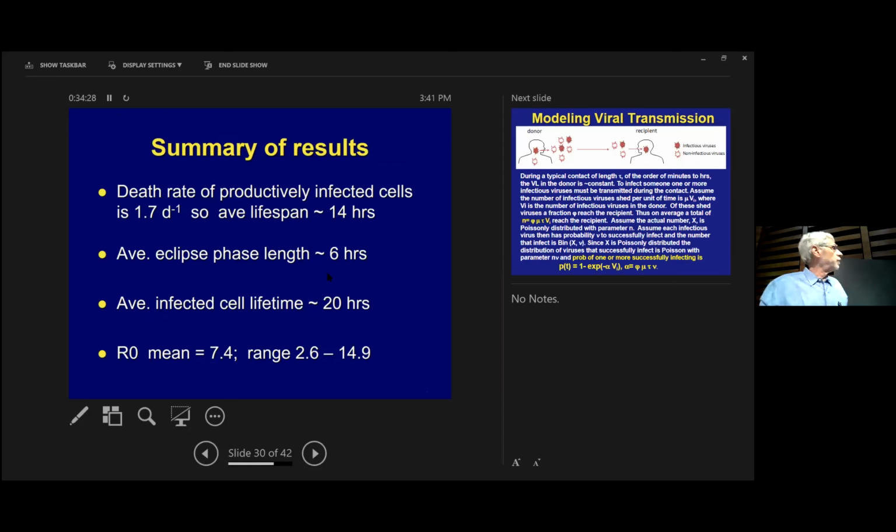So fitting the model to all of these things, we get results very similar to our first initial target cell limited model. The average eclipse phase length was about 6 hours here. The death rate of productively infected cells gave rise to an average lifespan of about 14 hours. So summing those is about 20 hours. So again, these cells are living about a day. The first 6 hours, they weren't making virus on average. And the R0 here was 7.4 versus 8.6, and nothing to write home about. So we think that these infected cells can infect neighboring cells with a wide range, but something on the order of 7 or 8 on average.